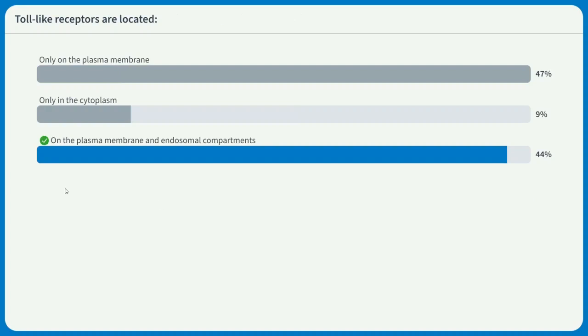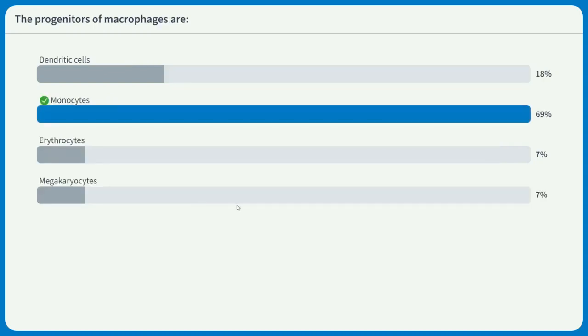Toll-like receptors, if you remember from the lecture last week, are found on the plasma membrane but also in the endosomal compartments, whereas the NOD-like receptors are solely intracellular. The toll-like receptors can be both. The progenitors of macrophages are monocytes. Remember, we have resident tissue macrophages, but we can get recruitment of monocytes and neutrophils, and those monocytes will then mature into macrophages within the tissues.